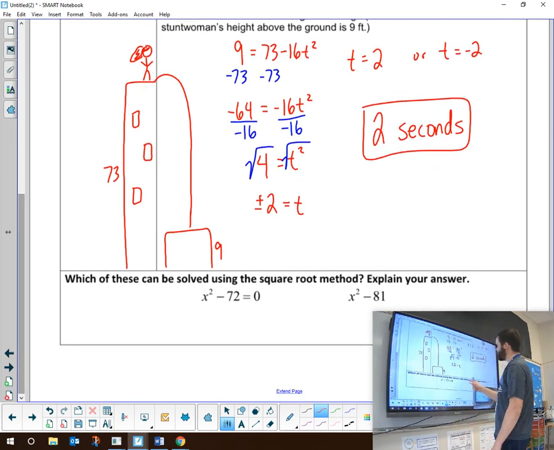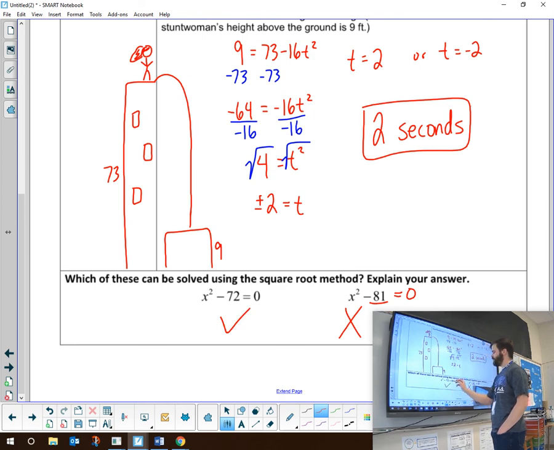Last thing, which one of these can be solved using the square root method? Explain your answer. Listen, this one looks like it can be solved using the square root method because 81 is a perfect square. However, it does not have an equal sign. And since it doesn't actually have an equal sign, we can't solve it. So it's not this one. It's going to be this one because this one does have the equal sign, so we can solve it.